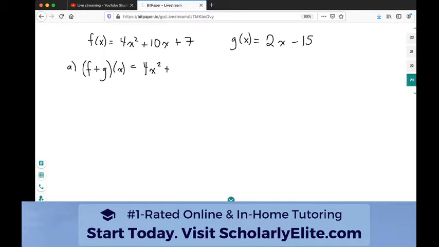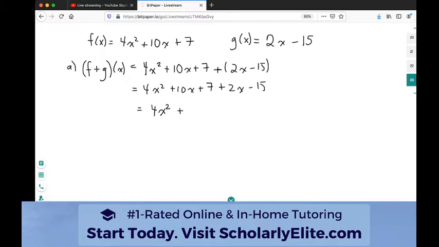So again, the f function goes first, so I'm going to put that in there. 4x squared plus 10x plus 7, and then plus, and then in brackets, 2x minus 15, and then get rid of the brackets. And because this is a positive, this is a negative, that becomes negative. Let's bring together like terms. X squared does not have a like term, but my 10 and 2 go together, so that's 12x. And then 7 minus 15 is negative 8. So this is our function.